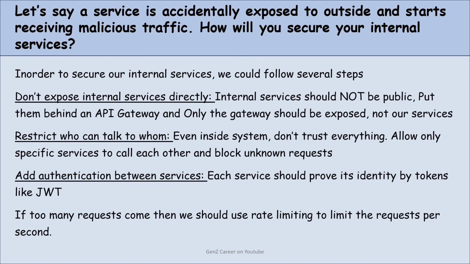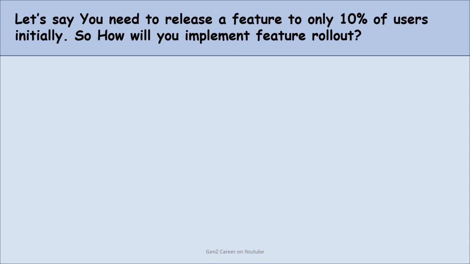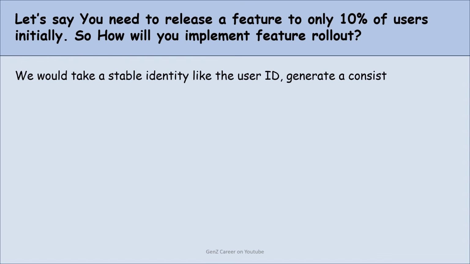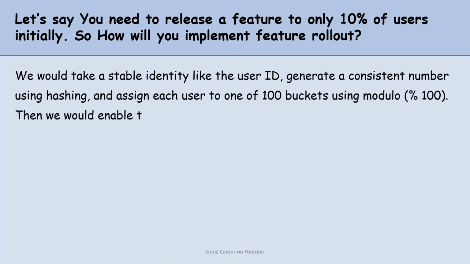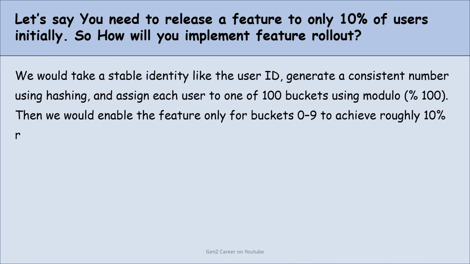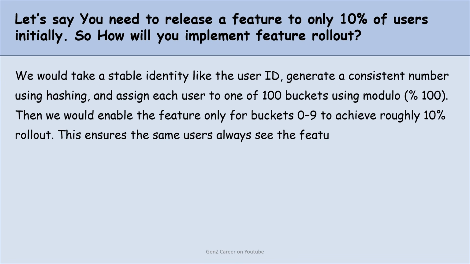Next question is, let's say you need to release a feature to only 10% of users initially. So how will you implement the feature rollout? We would take a stable identity like the user ID, generate a consistent number using hashing, and assign each user to one of 100 buckets using modulo. Then we would enable the feature only for buckets 0 to 9 to achieve roughly 10% rollout. Are you getting my point? So this ensures the same users always see the feature without it changing randomly.